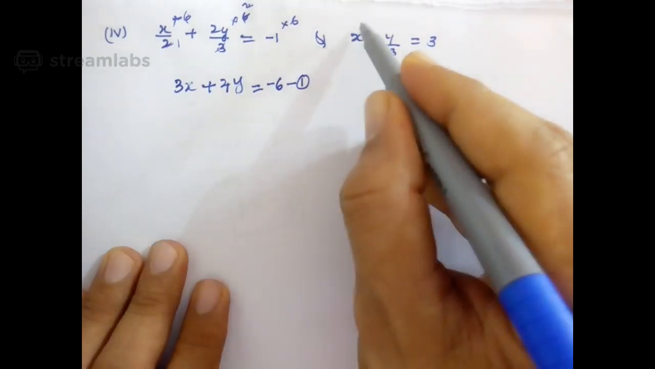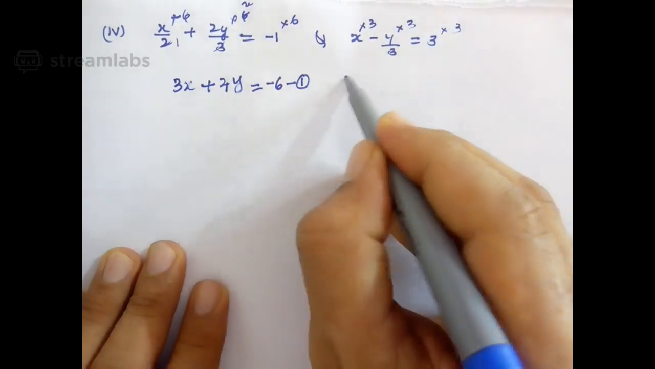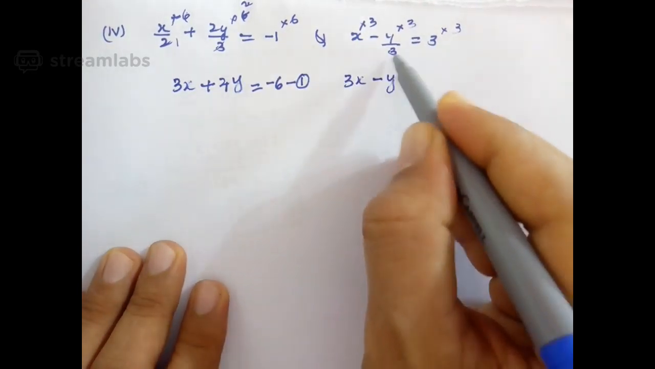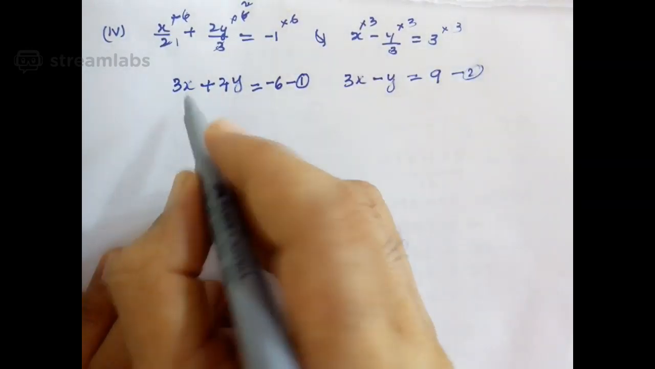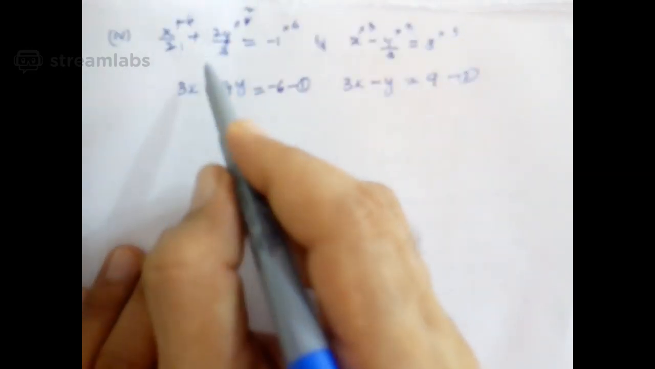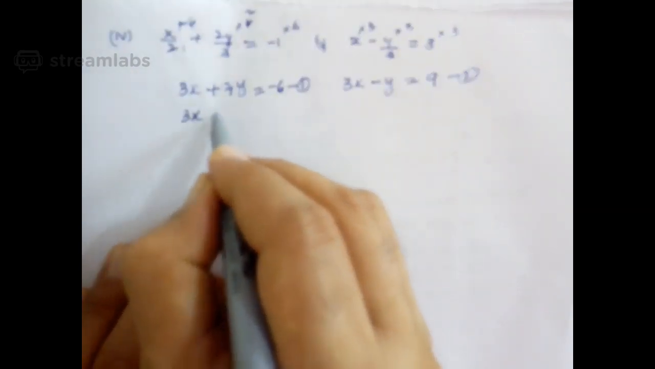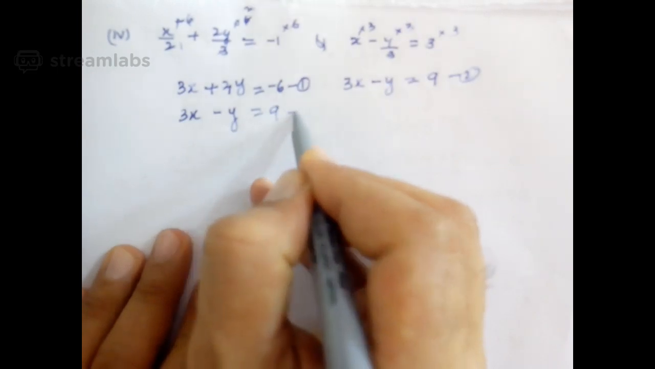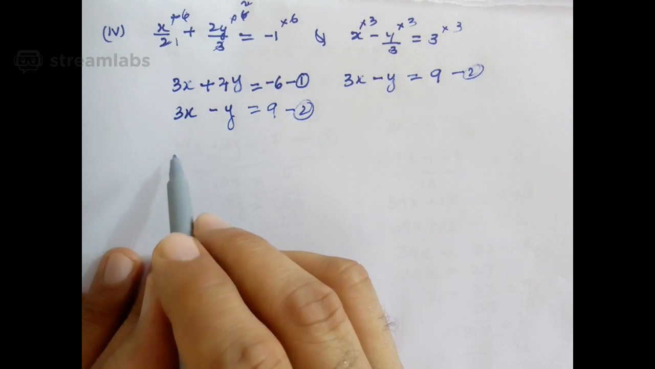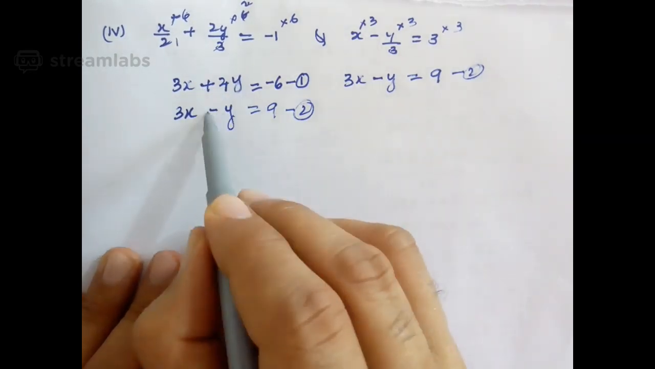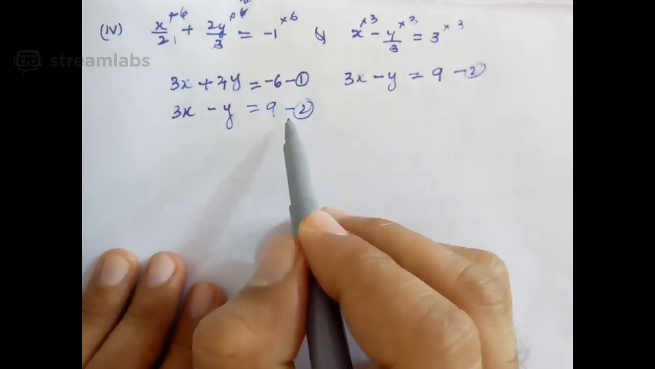And here you multiply this equation by 3, that is 3x minus y is equal to 9. This is equation number 2. That is, 3x plus 4y is minus 6 and 3x minus y is 9. Now how to eliminate this? This is plus 4y, this is minus y. So we can eliminate y by adding equations 1 and 2.